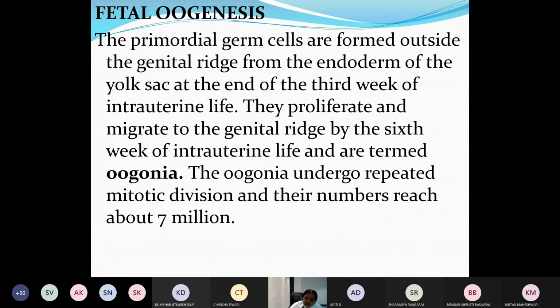Fetal oogenesis. The primordial germ cells are formed outside the genital ridge from the endoderm of the yolk sac at the end of the 3rd week of intrauterine life.